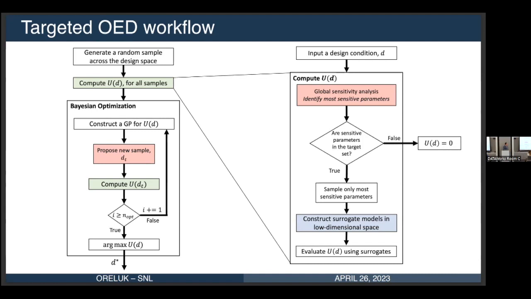If the parameters that are sensitive at a given design aren't the ones we care about, then gathering data at that design is going to provide no information on the parameters we care about, so we can assign zero utility to it. But if they are in our target set, then we can sample them and construct these low-D surrogates, as we had just discussed.